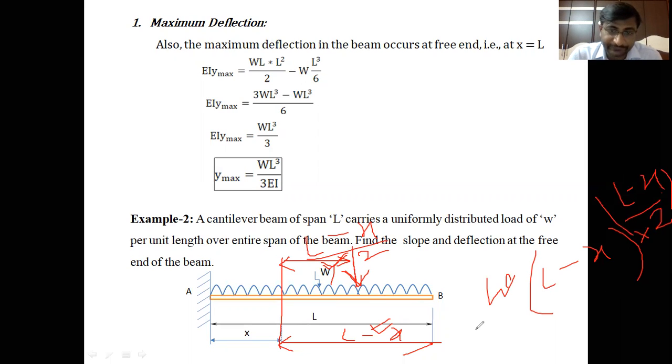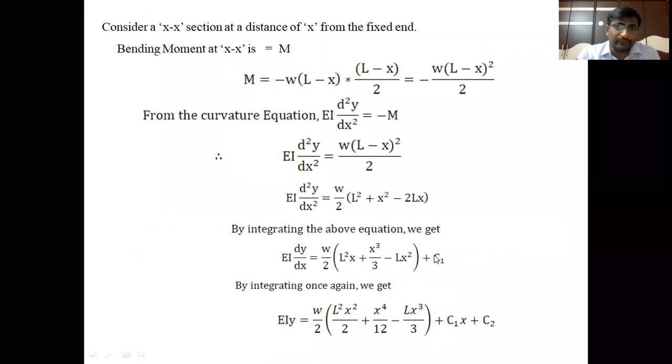In which direction does it act? It is always in the downward direction. It will develop a clockwise moment at XX. Therefore, we take it as a minus, clockwise moment. Clear, students? Minus w into L minus x into L minus x by 2. So it becomes minus w into L minus x whole square by 2. So I have written here M is equal to minus w into L minus x into L minus x by 2, the distance.